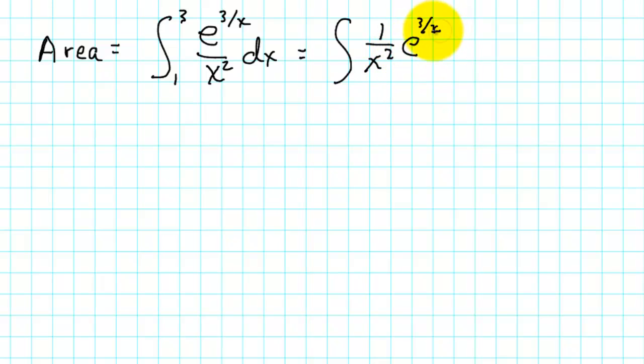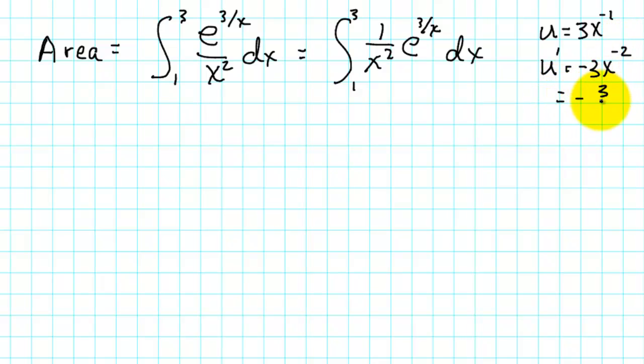So let's just slightly rewrite our problem. So e to the u, so our u is 3 over x, which is 3x to the minus 1 power. So our u prime would be negative 3x to the negative 2, which would be negative 3 over x squared. So we have the 1 over x squared, so we need to put a negative 3 in the numerator, and we will undo that by putting our negative 1/3 on the outside.